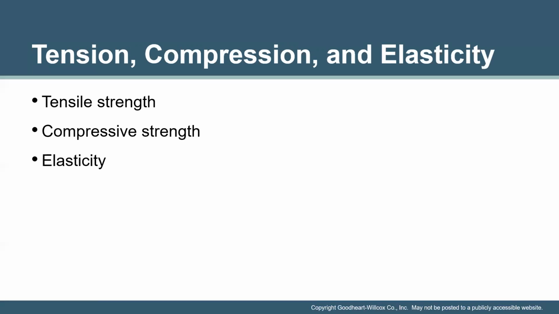Connective tissue also delivers strength: tensile strength, compressive strength, and as we mentioned, elasticity. Tensile strength is the ability to withstand a pulling force. The opposite of tension is compression, anything that will squeeze or push. Compressive strength is the ability to withstand compression. And then elasticity, I think we know that, something that will spring back to its original state.